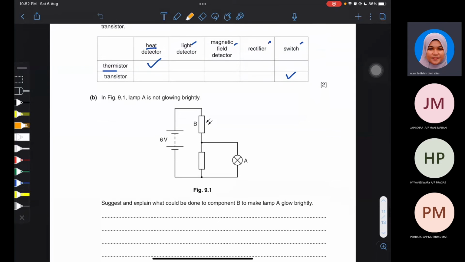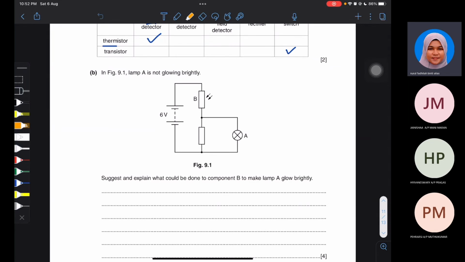Okay. Next. In figure 9.1, lamp A is not glowing brightly. A ni dia dim. Kenapa dia tak bright? So you kena explain why. Suggest and explain what can be done to B to make A bright. Jadi kat sini macam ada potential divider sebab dekat sini ada voltage. Kalau you measure voltage here, ni kita panggil voltage ni B. Lepas tu kita letak pula voltmeter dekat sini. So kita kata ini voltmeter A. Now, ingat balik.